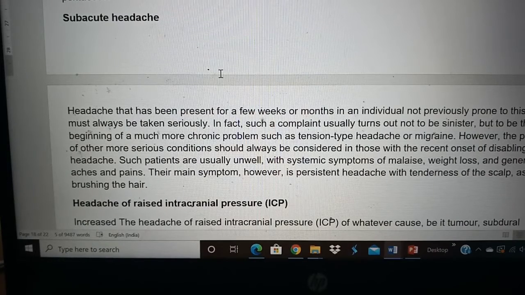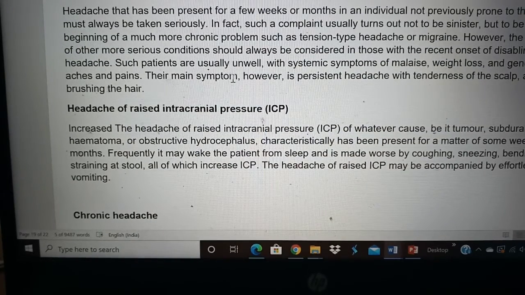So let's see what is subacute headache. Subacute is headache which has been present for a few weeks or months. Any headache should be taken seriously, and subacute headache also can be due to some serious problems. One of the common reasons for subacute headache is the intracranial pressure increase. Intracranial pressure can increase when there is tumor, when there is hematoma in the subdural space, hydrocephalus. These are common reasons for raised intracranial pressure.